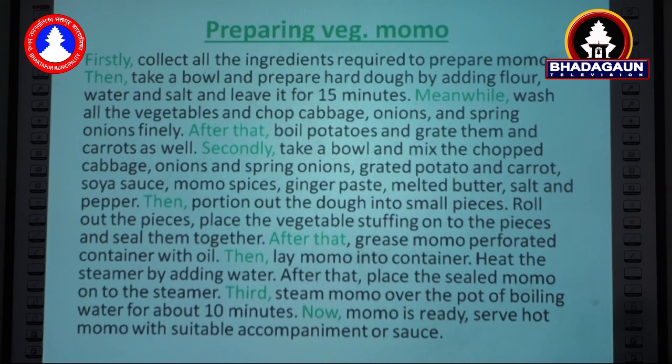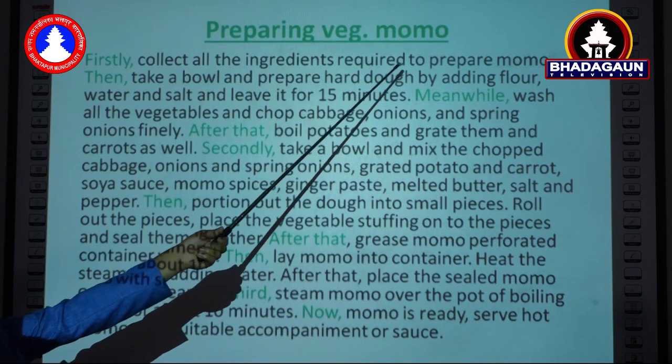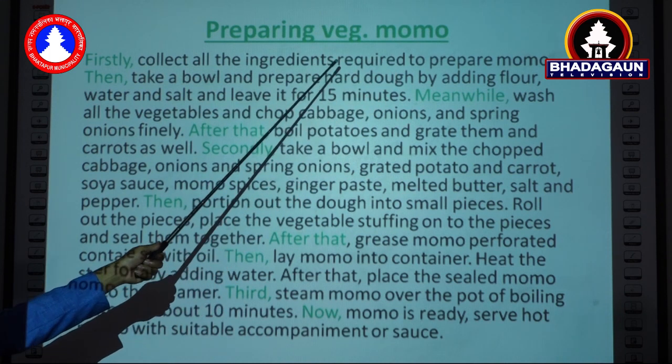So this is the answer. In this second example, I have written the answer in paragraph form. Earlier you saw the answer for making a cup of tea, which was in bullet form, point form. But instead of writing in point form, you can write in paragraph form as well. So this is in paragraph form. Preparing vegetable momo, this is the title. You should not miss writing the title, this is very important.